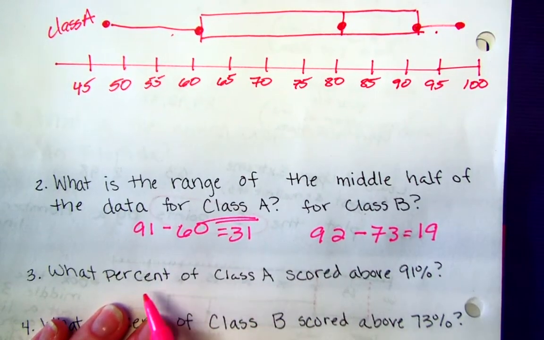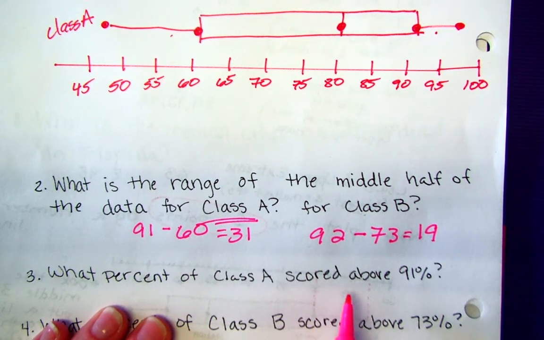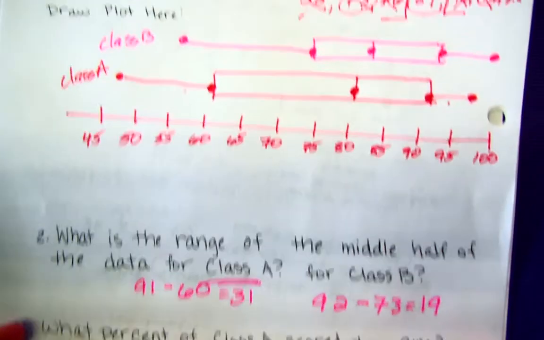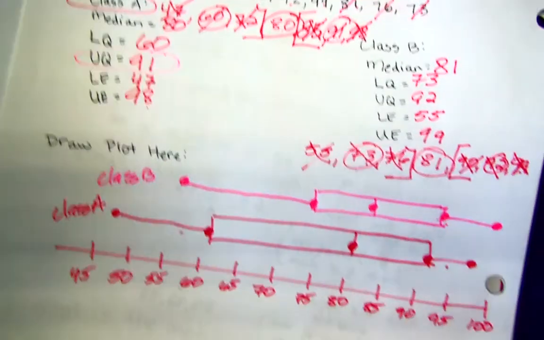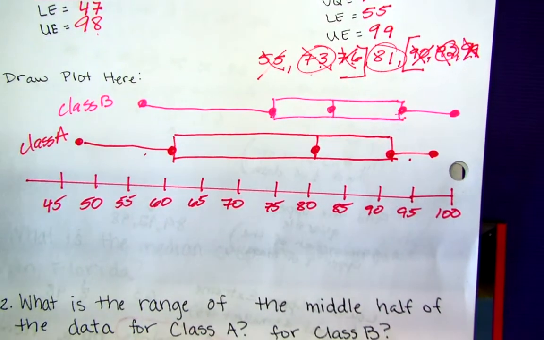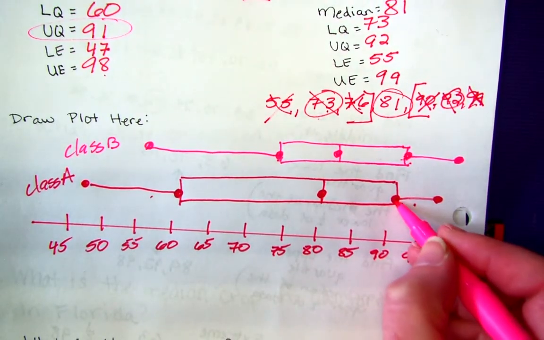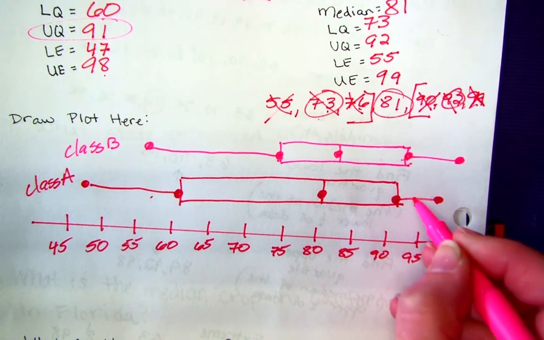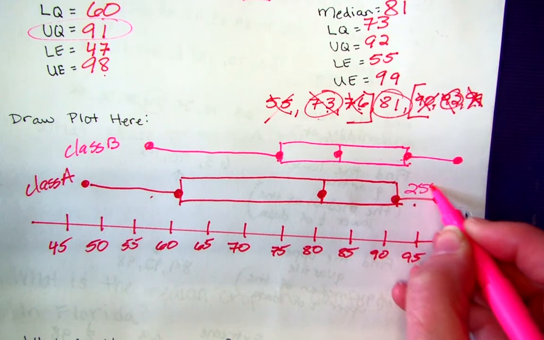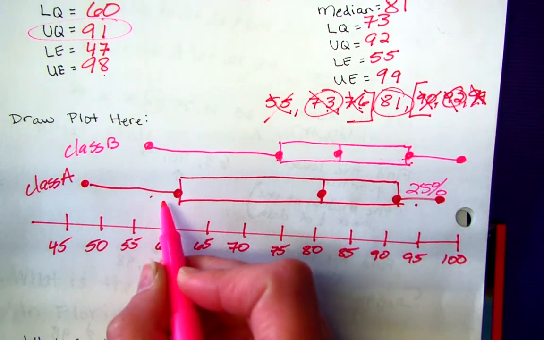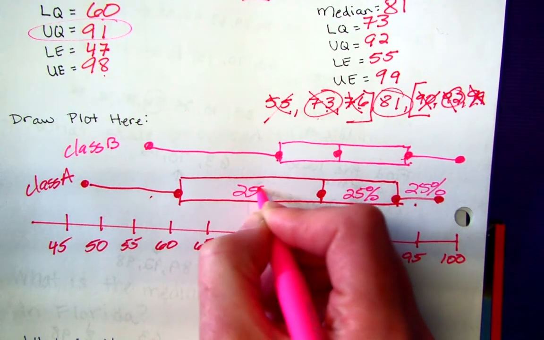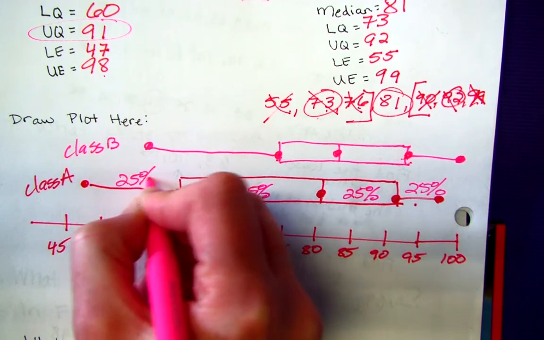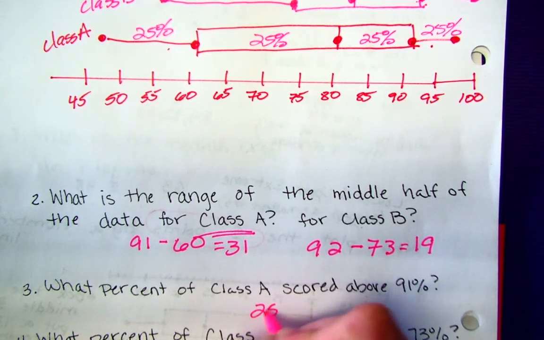And then this question asks, what percent of Class A scored above 91%? Well, 91 is my upper quartile. So if I have my upper quartile here, in my upper whisker, that is 25%. Because remember, we break the whole data set, 100% of the data, into these 4 parts. So each part represents 25%. So above 91 is 25%.